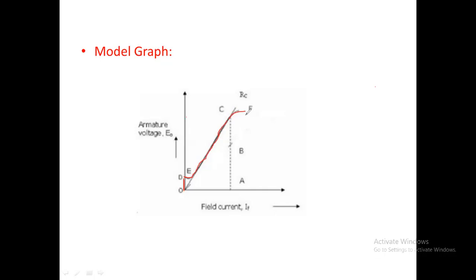After that point, the value becomes constant when we increase the field current. Again increasing field current, the value becomes constant, and this is the maximum field current, at which its value remains constant. So this is the model graph related to the magnetization curve, or the OCC curve.